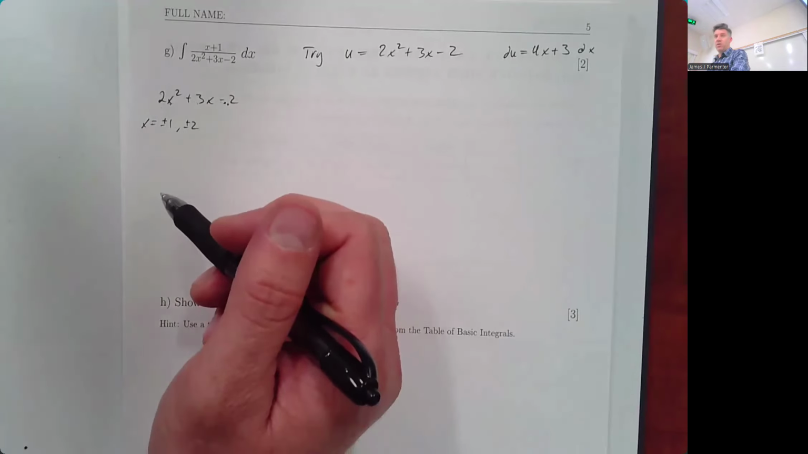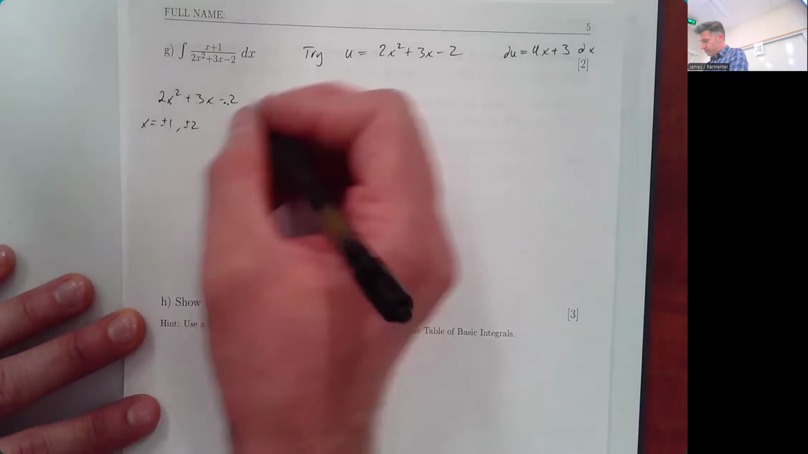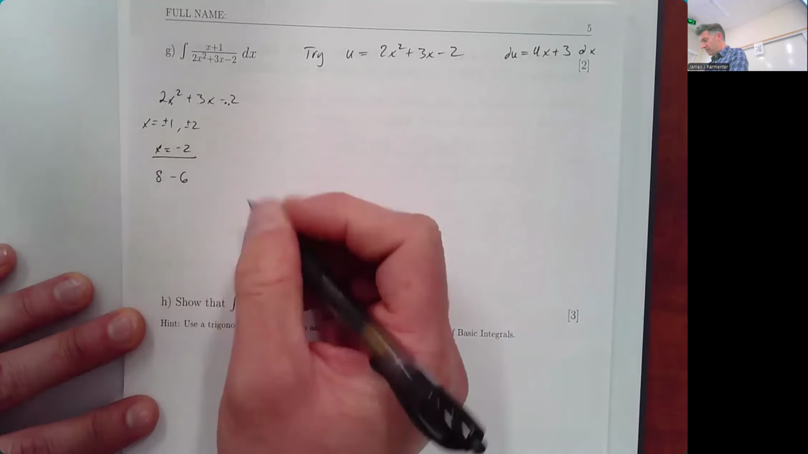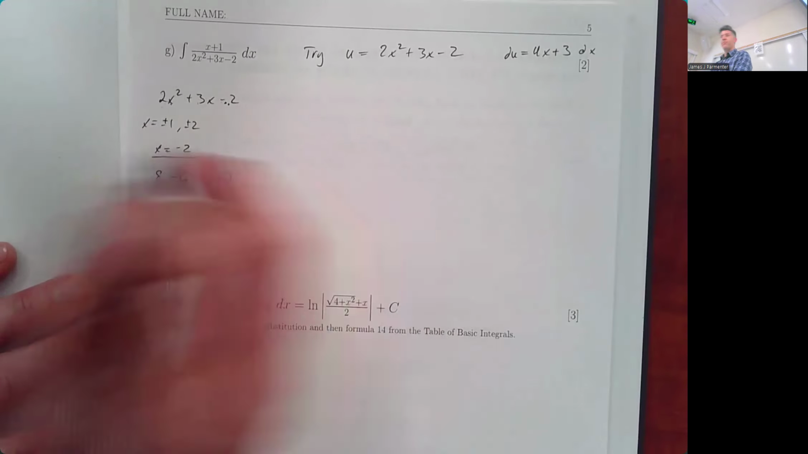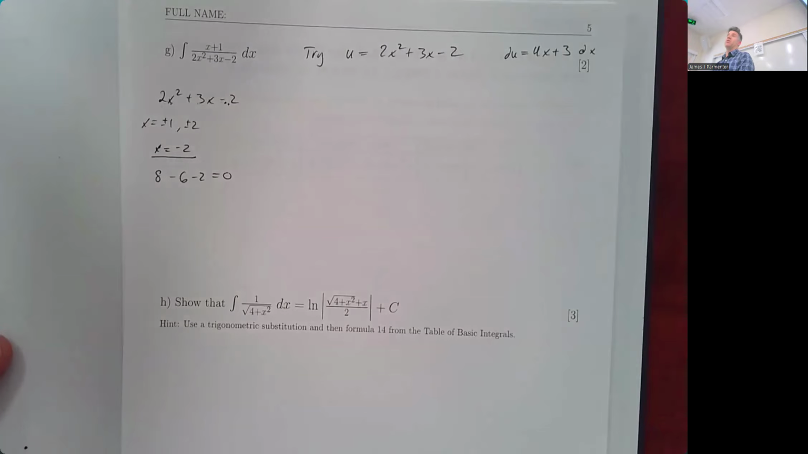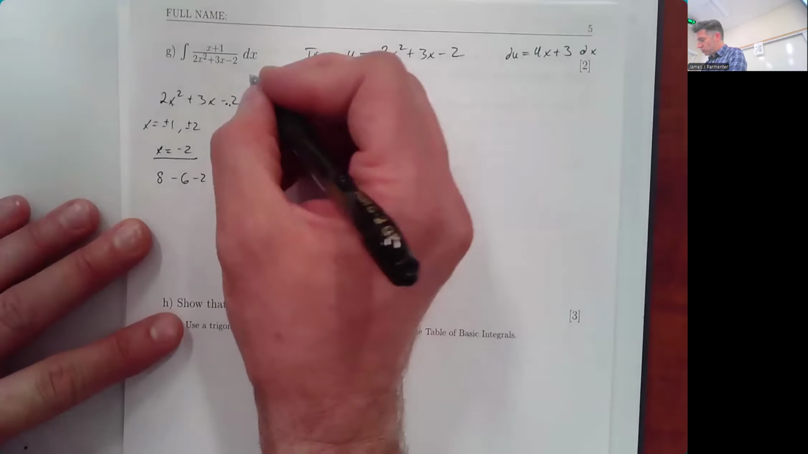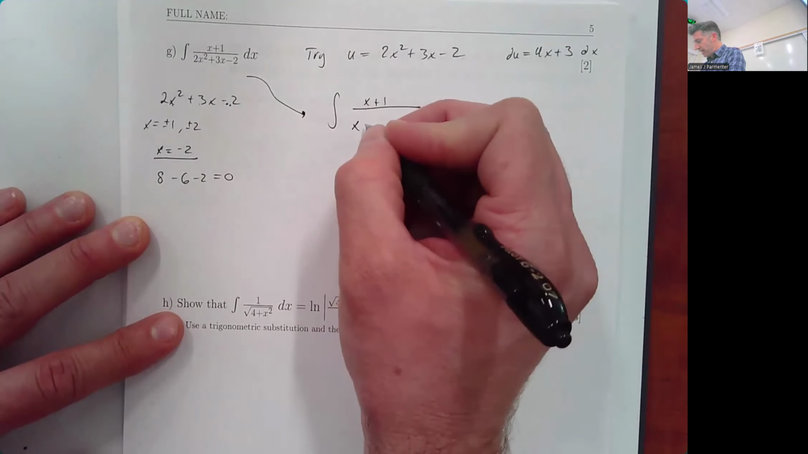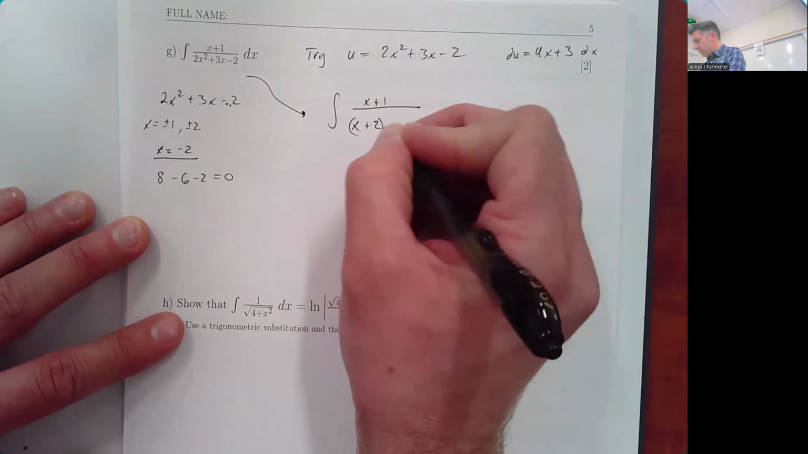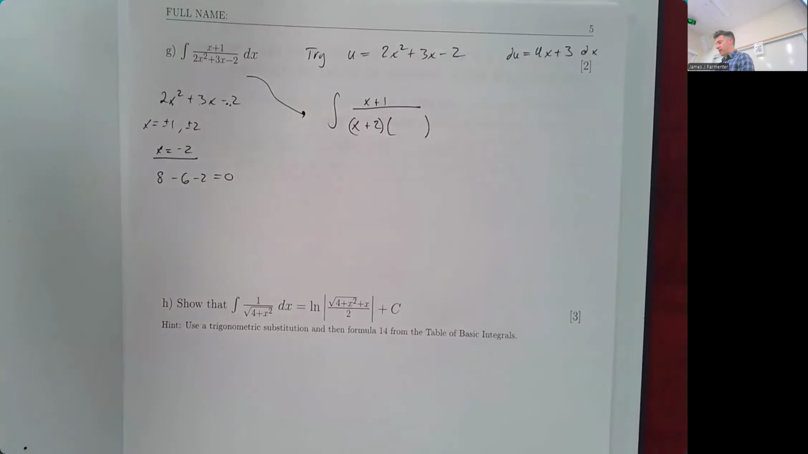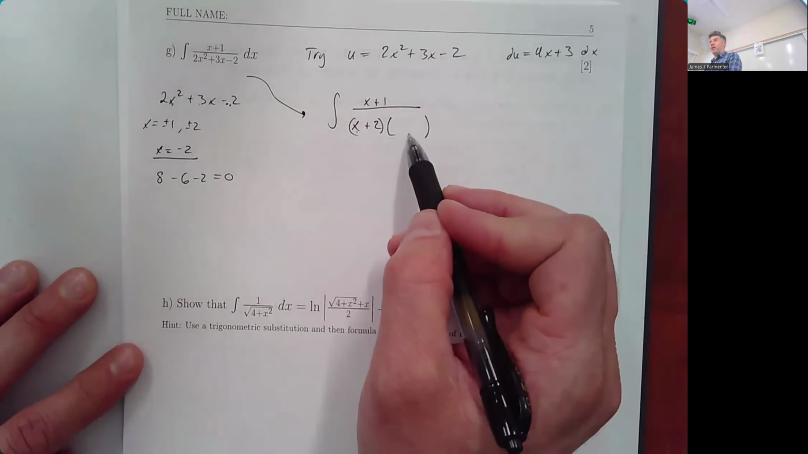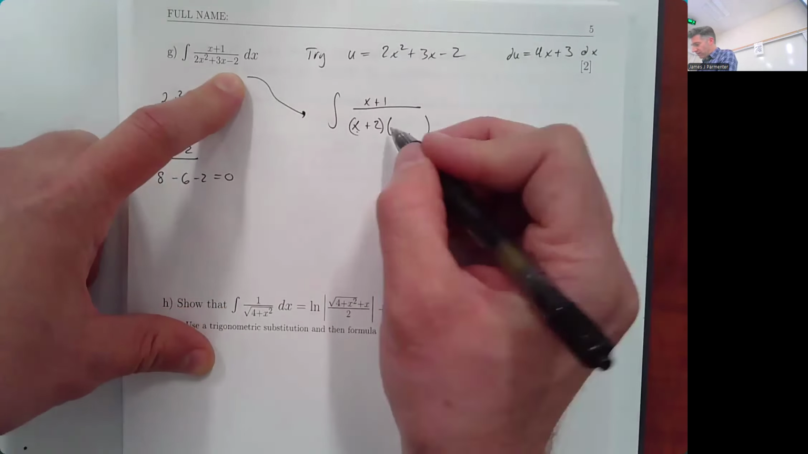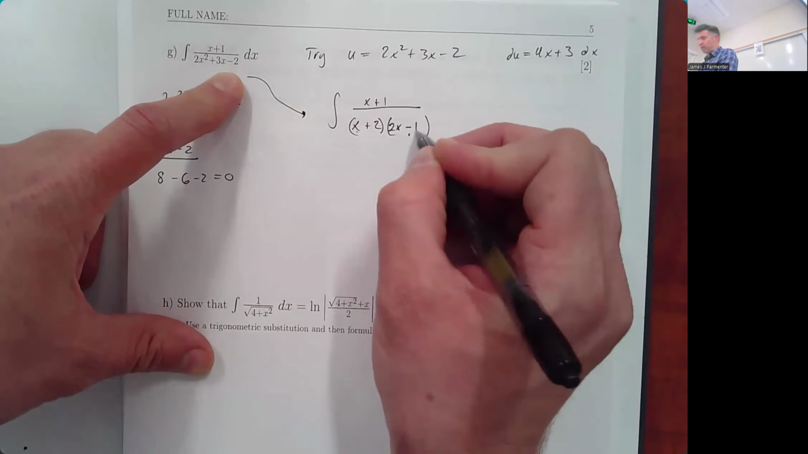But if I plug in -2, I get 2 times 4 plus 3 times -2, which is -6, minus 2, and that is 0, which means that x minus minus 2 is a factor. So this should factor as x plus 1 over x minus minus 2. And then we can figure out the other factor based on the fact that x plus 2 times whatever is over here has to multiply to 2x squared plus 3x minus 2. So you have to have a 2x and a minus 1.